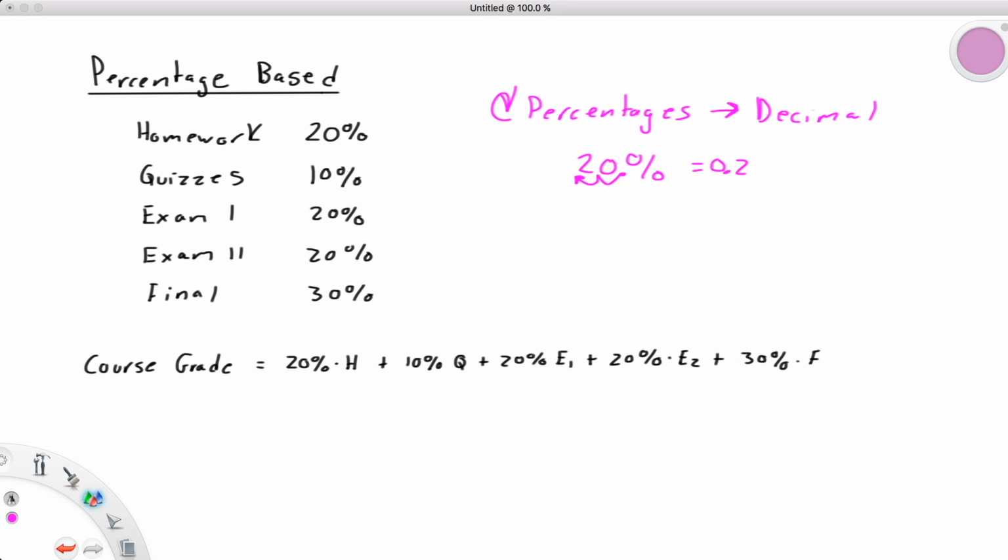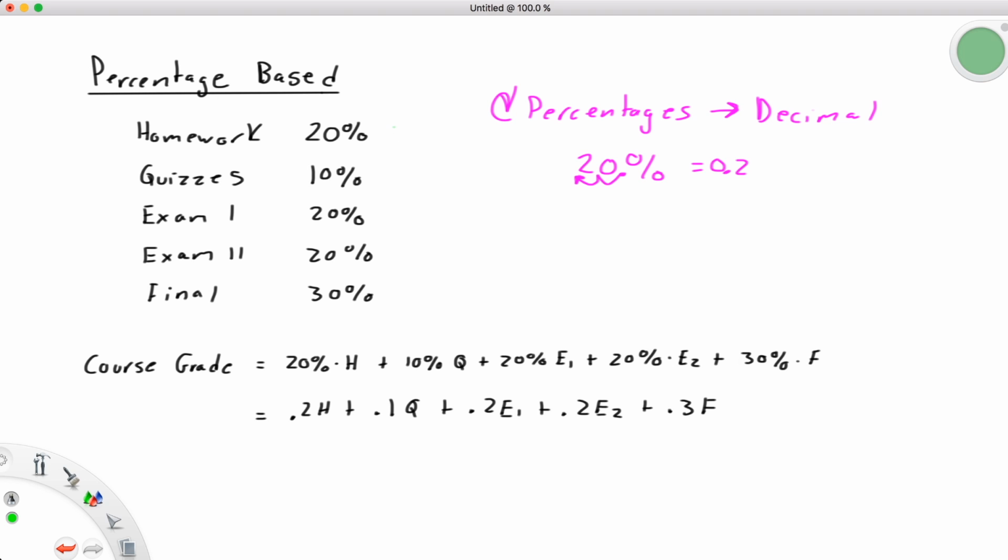And so we can rewrite our formula as 0.2H plus 0.1Q plus 0.2E1 plus 0.2E2 plus 0.3F. And so at this point, to calculate your grade, what you would do is take your score for homework, for quizzes, for exam 1, exam 2, for the final, and you would plug in each of those values for H, Q, E1, E2, and F, respectively.